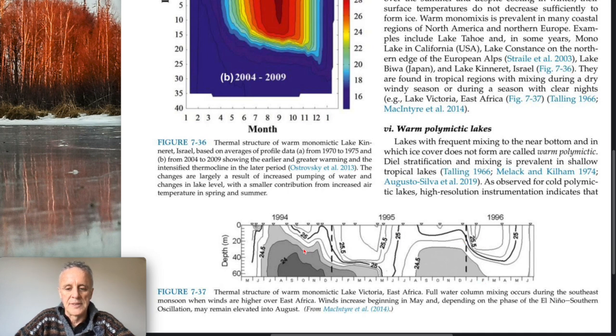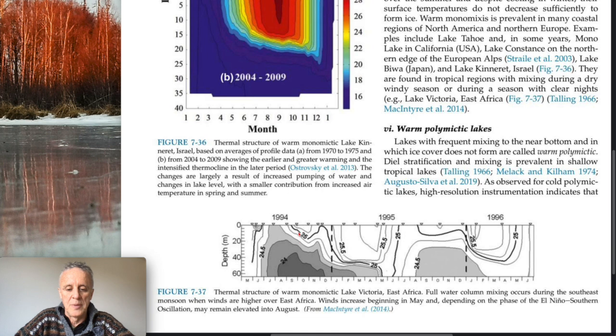And they were saying in the text that full water column mixing occurs during the southeast monsoon when winds are higher over East Africa. Winds increase beginning in May, and depending on the phase of the El Nino Southern Oscillation, may remain elevated into August. And so therefore, what they're saying is that during that time period between May and August, we may have some amount of diffusion, some amount of turbulence where the waters are mixed due to the influence of the wind, and we may have a tilted thermocline during that time.